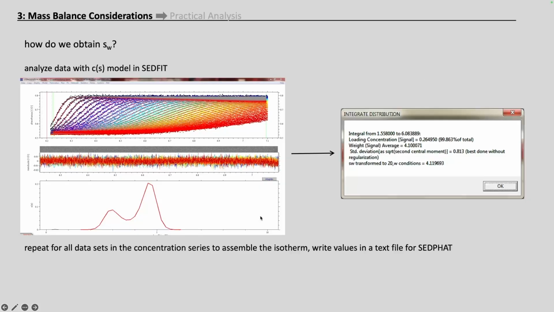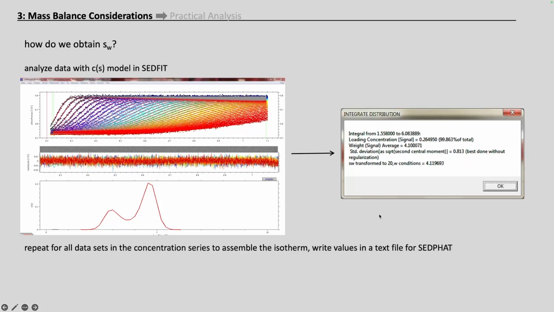Okay, so how do we determine SW values in practice? Here is a set-fit window with loaded scans showing a fit with the CFS model after we have integrated the distribution. The integration will change the color of the fit function in the raw data plot to red for those portions of the scans that provide information on the integrated CFS peaks. At the same time, a little window will pop up and report integration limits, the total signal as well as the weight average S value.